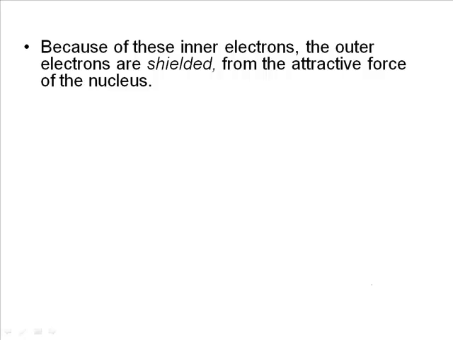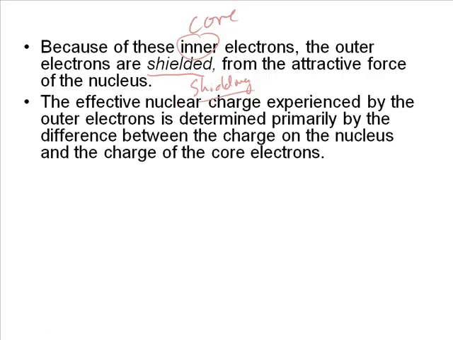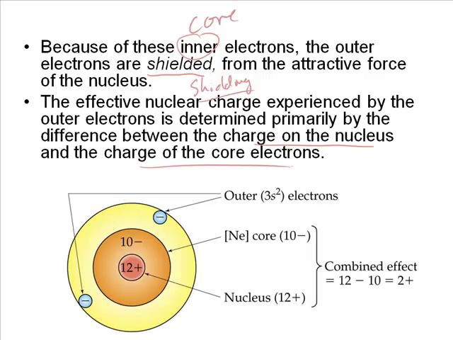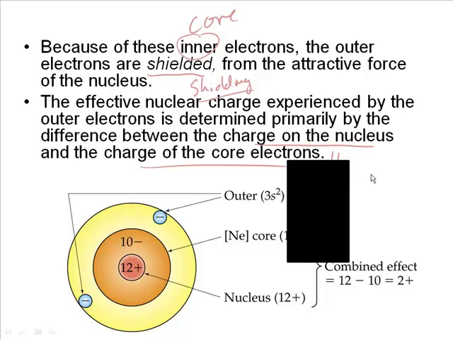Now, because these inner electrons are, again, these core electrons, the outer electrons are shielded from the attractive force of the nucleus. A lot of times they also call them shielding electrons. So core electrons, inner electrons, shielding electrons, any of those terms are correct when you're talking about the number of electrons that are blocking the attractive force of the nucleus. So the effective nuclear charge experienced by the outer electron is determined primarily by the difference between the charge on the nucleus and the charge of the core electrons. So the number of core electrons.